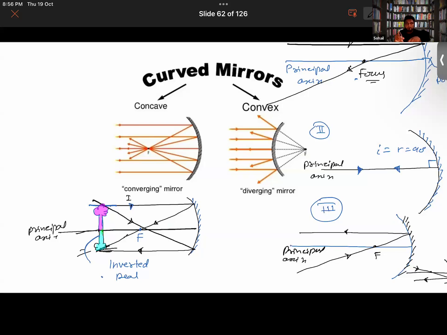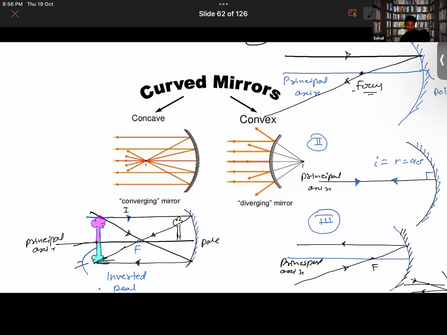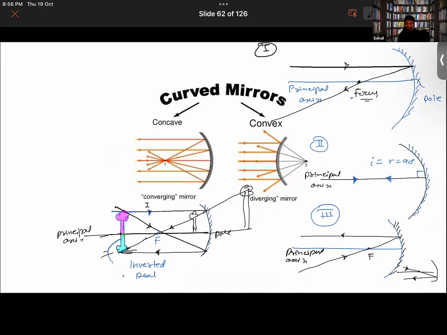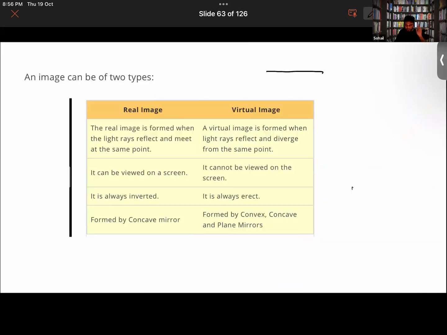Now you will see that with different positions, the nature of the image formed by a concave mirror changes. If I place the object too close, between the focus and the pole, then the image will be formed behind the mirror. Anyways, we are not going there. As I said, an image could be of two types: real image and virtual image.